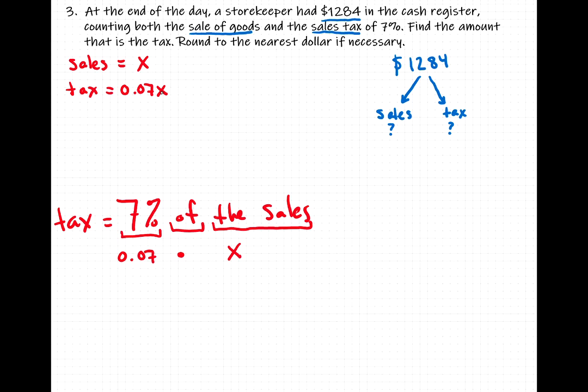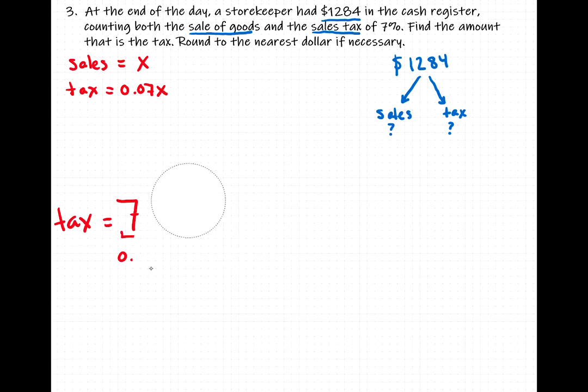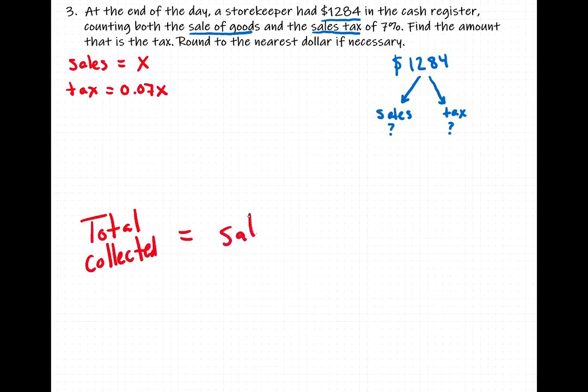All right, so now we need an equation that represents this problem. Well, let's use what I have over here in blue on the right. Well, the total amount collected, say total collected, is comprised of two things. It's the sales plus the sales tax.